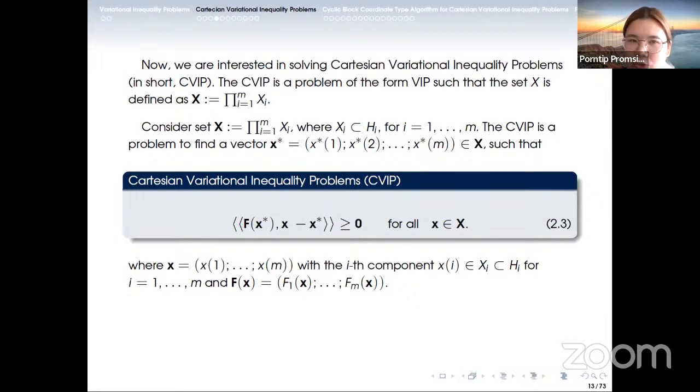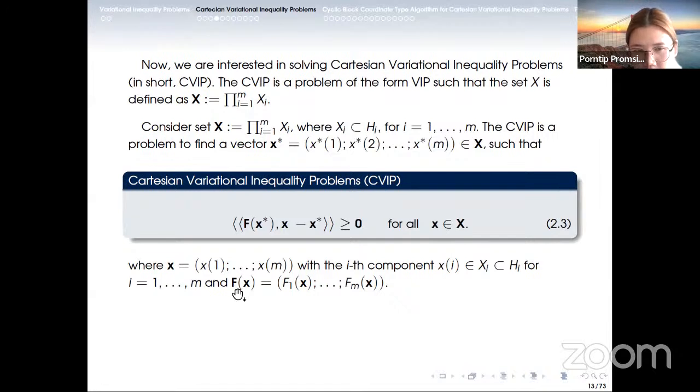Next, I would like to introduce the Cartesian variational inequality problem, or CVIP for short. The Cartesian variational inequality problem is a variational inequality problem where the set X is defined as the product of Xi, and I denote this set by the big X. So in this work we consider the problem where the big X is the product of Xi, where Xi is a subset of a real Hilbert space Hi. Then the Cartesian variational inequality problem is to find a vector x star in the set X such that inequality 2.3 holds, that is, the inner product of F x star and x minus x star is greater than or equal to 0 for all x in the big set X.